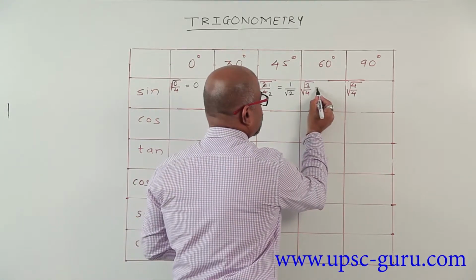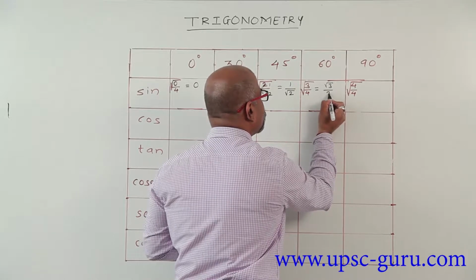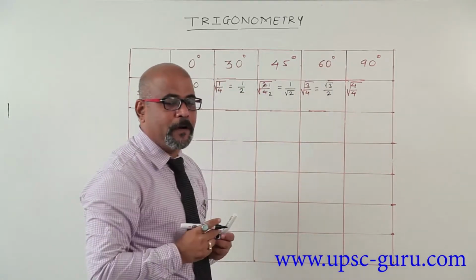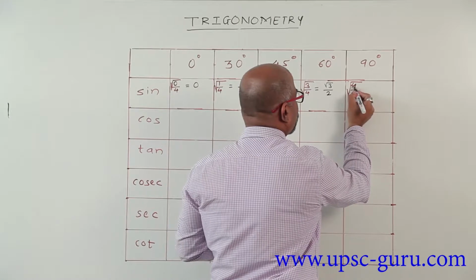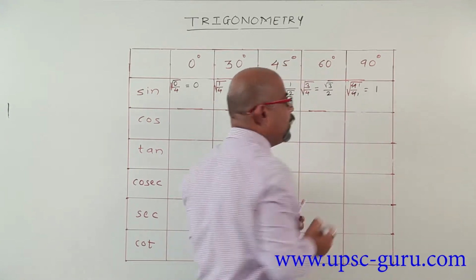Then square root of 3 by 4: square root of 3 is root 3 and square root of 4 is 2. Sine 60 equals root 3 by 2. Here the 4s get cancelled and we get 1. Square root of 1 is 1. Therefore sine 90 degree equals 1.